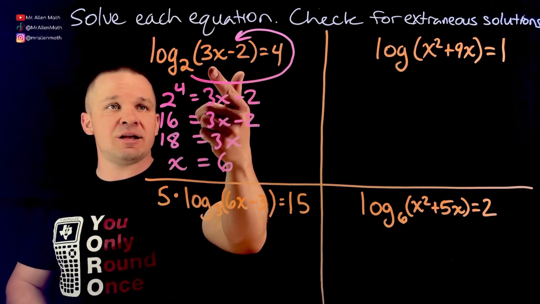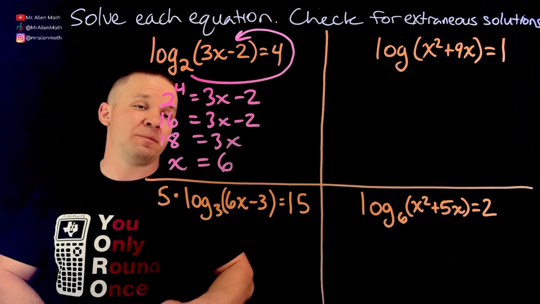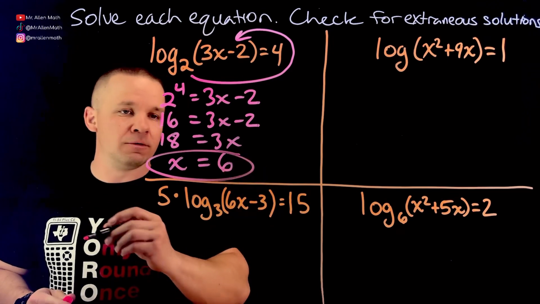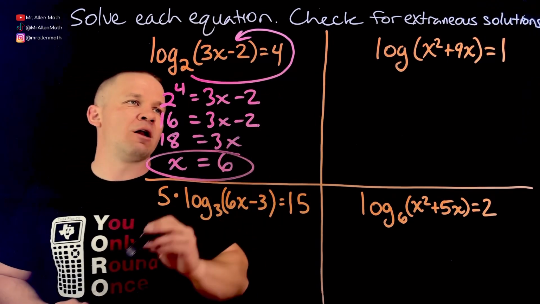If I plug 6 in here, I'm going to get 3 times 6, 18 minus 2 is 16. We are good to go. Let me circle it here. Boom. 6 is the answer, not extraneous. Awesome. Moving on over here to the right.